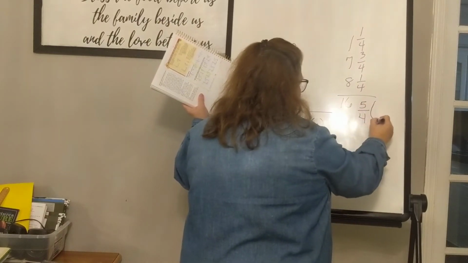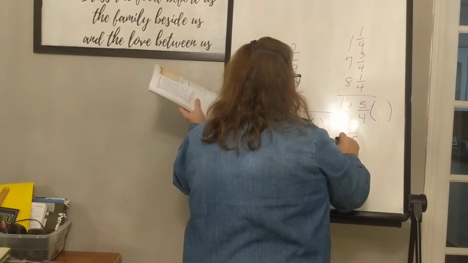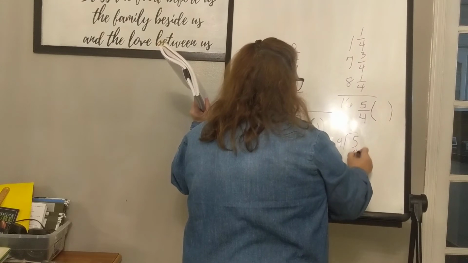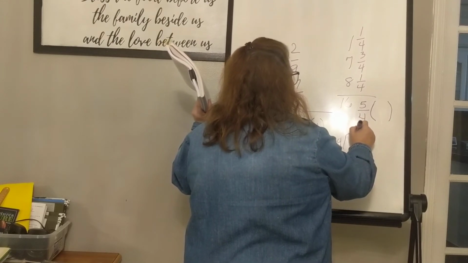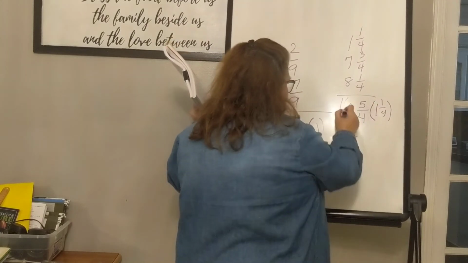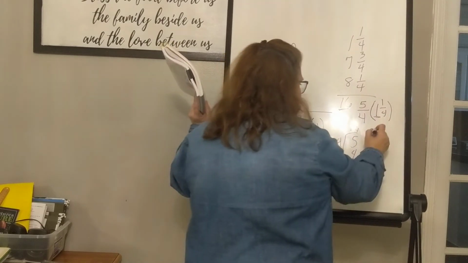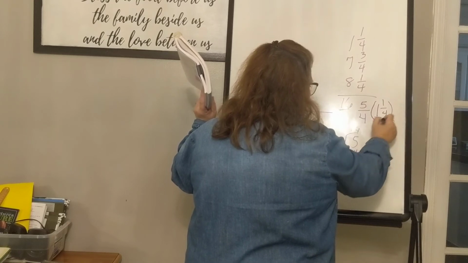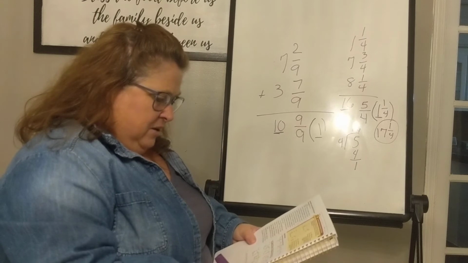I'm going to turn that 5/4 into a whole or mixed number. 5 divided by 4. 4 goes into 5 one time. 1 times 4 is 4. 5 minus 4 is 1. 1 is our numerator. 4 is our denominator. So it equals 1 and 1/4. I have 16 over here and I have 1 here. I have to put them together. 16 plus 1 is 17. My fraction stays the same, 1/4. So my answer is 17 and 1/4.